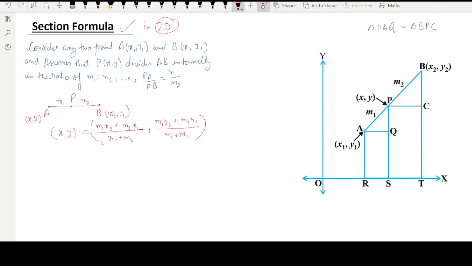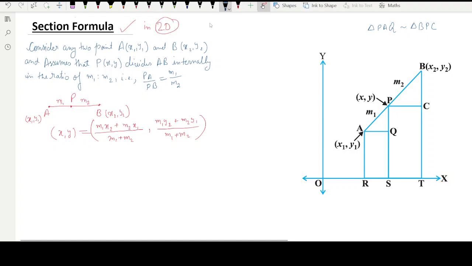You all know this very well, but sometimes in interviews they ask, can you prove this section formula? From that point of view we have to discuss it. I have already drawn this diagram, and I drew it with the basics, so you will definitely connect it.